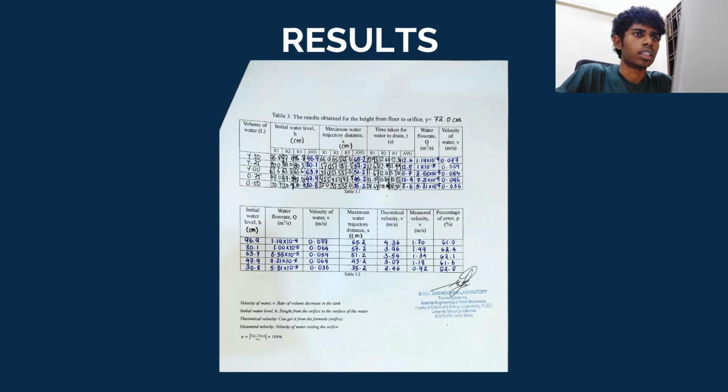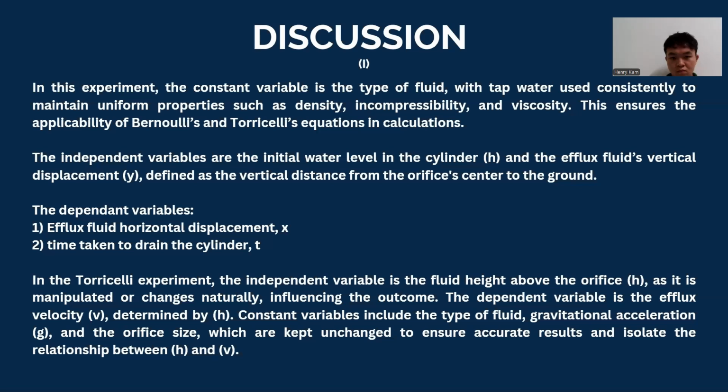So for discussion number 1, in this experiment, the constant variable is the type of fluid, with tap water used consistently to maintain uniform properties such as density, incompressibility, and viscosity. This ensures the applicability of Bernoulli's and Torricelli's equation in calculations.